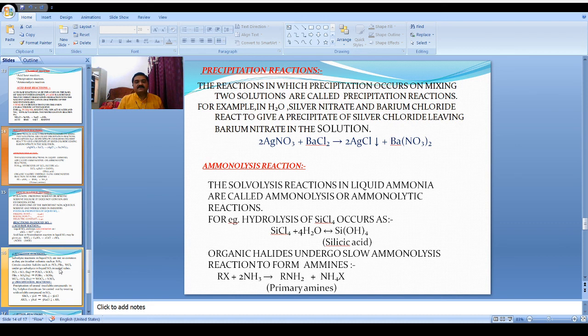Ammonolysis reaction. The solvolysis reactions in liquid ammonia are called ammonolysis. That means the reactions carried out in the presence of ammonia are called ammonolysis or aminolytic reactions. Here are some reactions. Hydrolysis of silicon tetrachloride with water forms silicic acid, and organic halides undergo slow ammonolysis reaction to form amines. RX alkyl halides react with ammonia to form primary amines, with formation of ammonium halide here. This is the ammonolysis reaction.